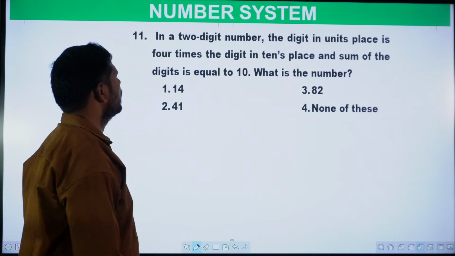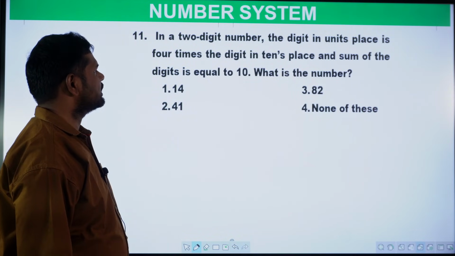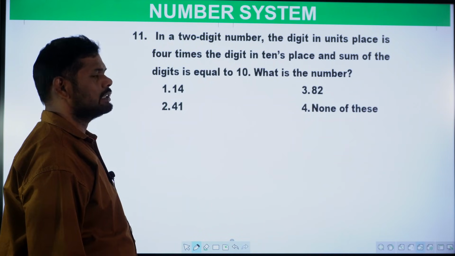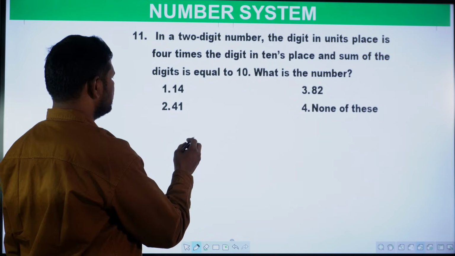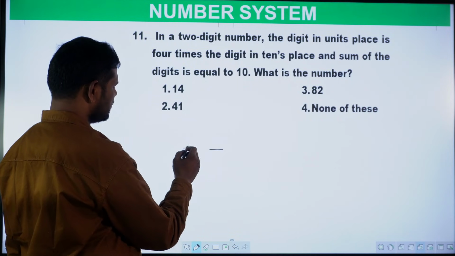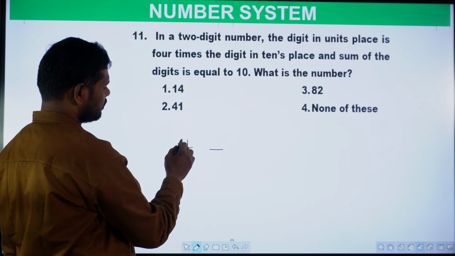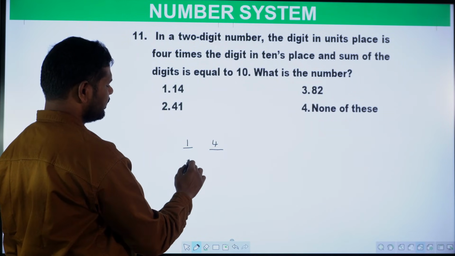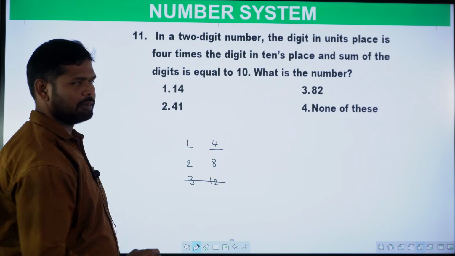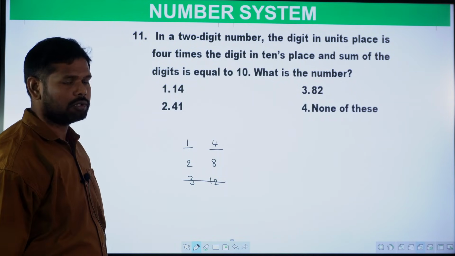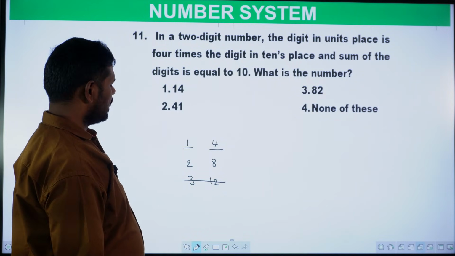Next one. In a two-digit number, the digit in units place is 4 times the digit in tens place. Suppose the tens place is 1, then the units digit is 4; if it is 2, then 8; if it is 3, then 4 times 3 is 12, a 3-digit number, but we want only a 2-digit number. So only two options are possible.